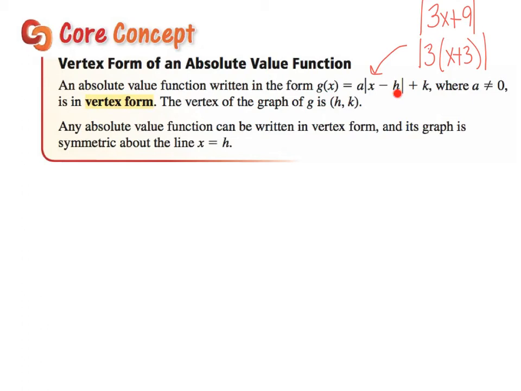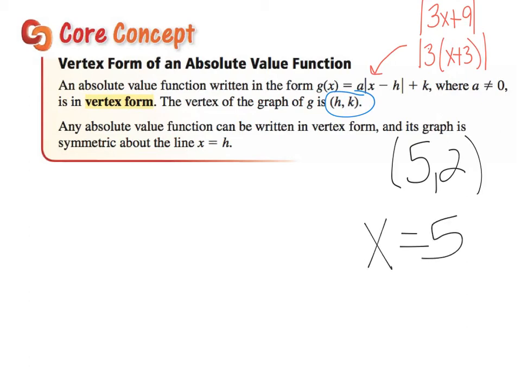The vertex is h, k. Do not forget that. That'd be something great to remember. The vertex is h, k. Any absolute value function can be written in the vertex form. So if you take the h and you set it equal to x, so x equals h, that is the line of symmetry. So x equals your x value, x equals h. If the vertex is 5, 2, that means the line of symmetry is x equals 5. If it's -3, -9, x equals -3 is your line of symmetry.